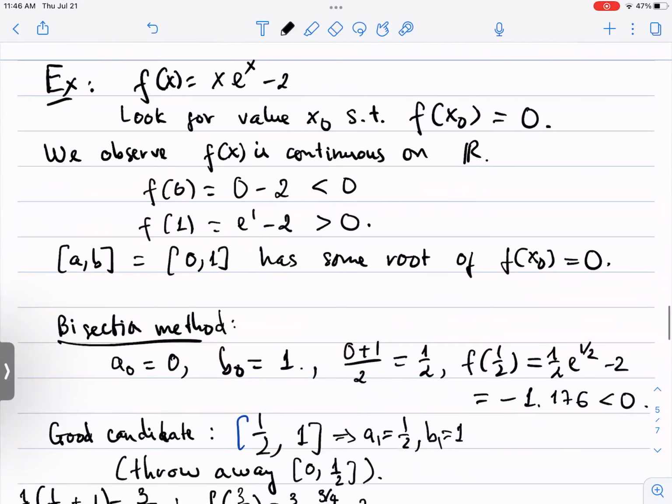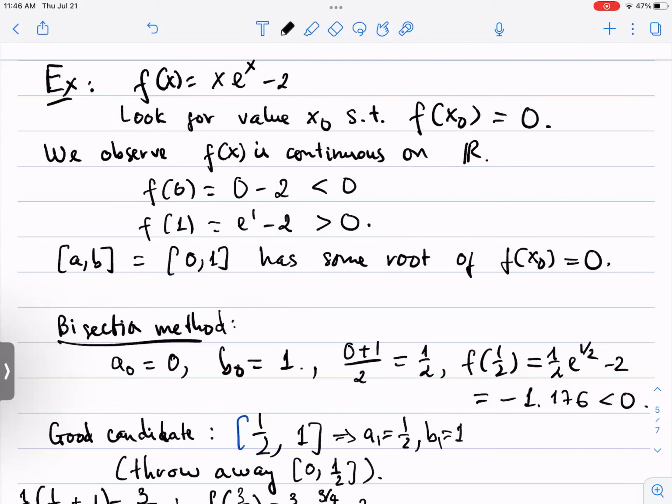Let me give you an example to illustrate how it works. Let's consider the function f of x equal to x times e to the x minus 2. We would like to find a value x0 such that f of x0 equals 0.